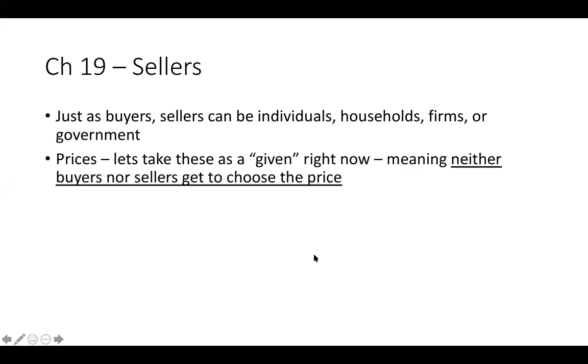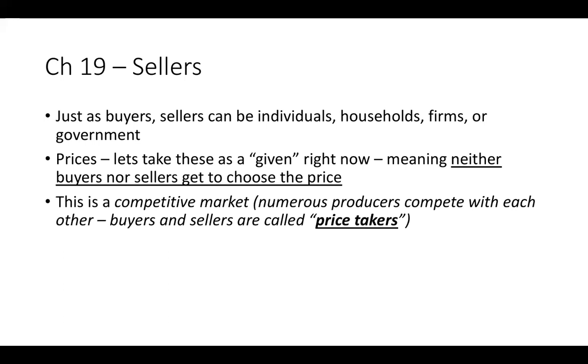So to start, let's take prices as a given right now for sellers, meaning that neither buyers nor sellers get to choose the price at which our good is going for on the market, okay? We'll talk a little bit more about this later, but when we have price as a given, this means that this market is competitive, meaning that there are numerous producers competing with each other. So buyers and sellers are called price takers in this competitive market.